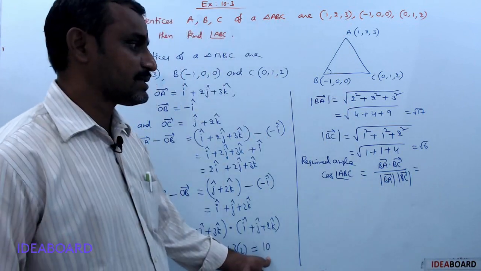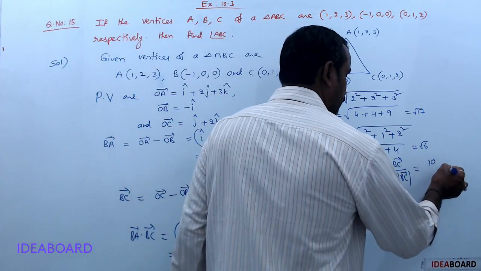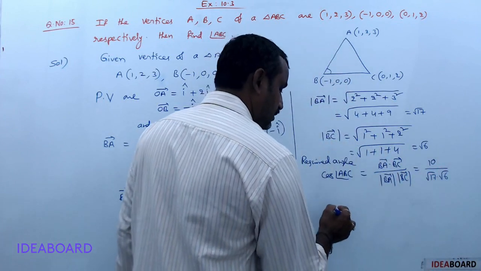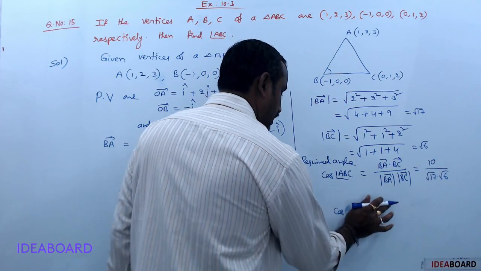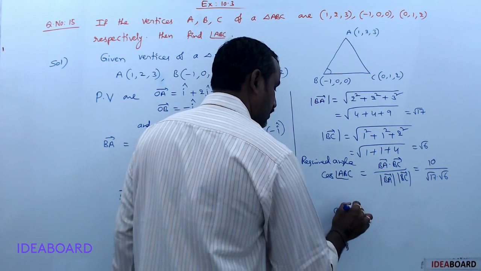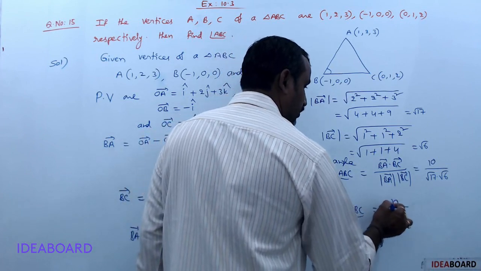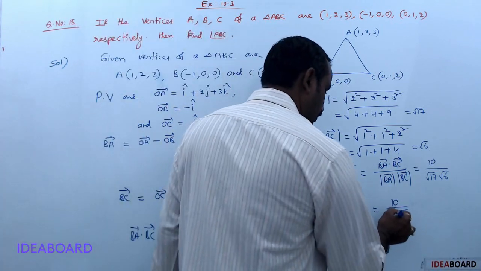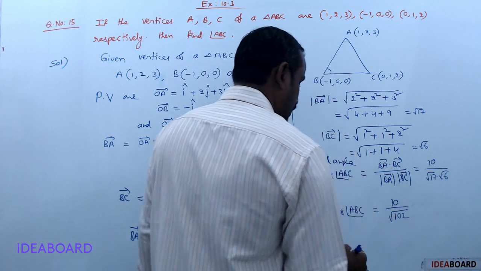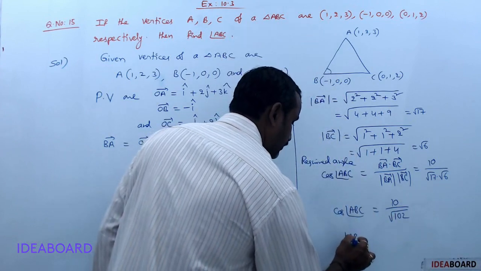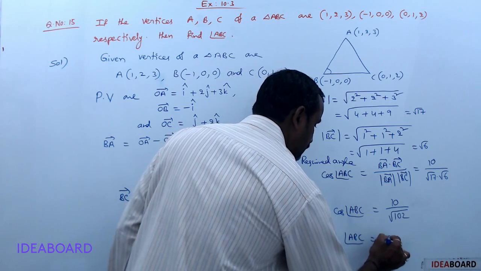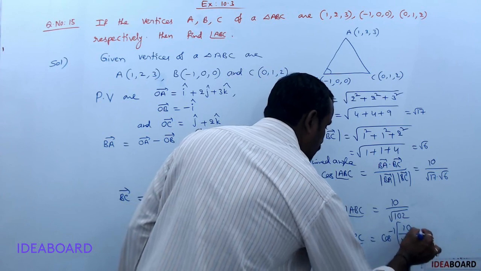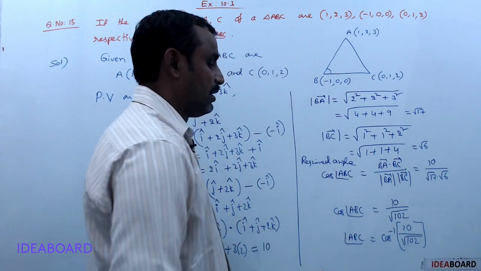BA bar dot BC bar value is 10 by root 17 into root 6. So now simplify this. Cos of angle ABC is equal to 10 by root A into root B is root of AB. So now 17 times 6 is 102. So now we wanted to calculate angle ABC. This is equal to cos inverse of 10 by root 102. So now this is the required solution, hence proved.